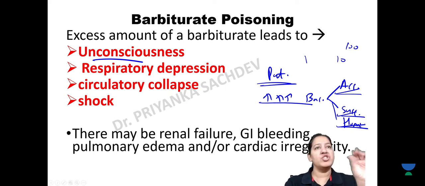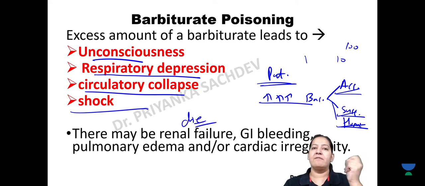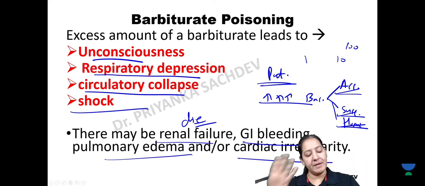So the person will get unconscious. After that, the person will have respiratory collapse, circulatory collapse, the person will go into shock and the person will die. There may be renal failure, GI bleed, pulmonary edema, and cardiac irregularities, arrhythmias can be. So the person can die, right?